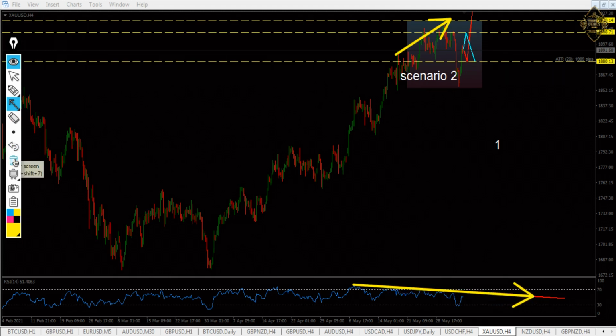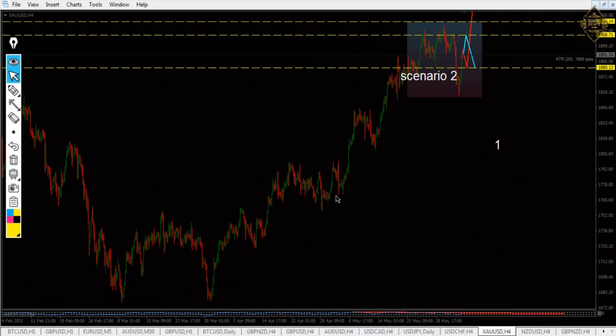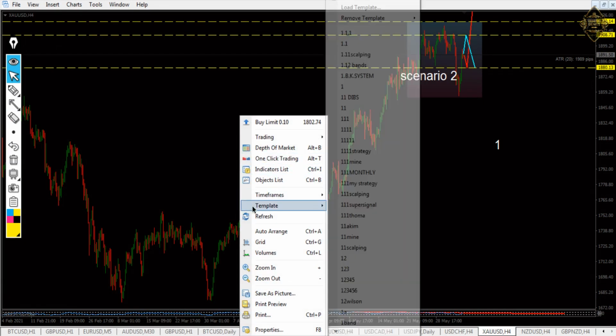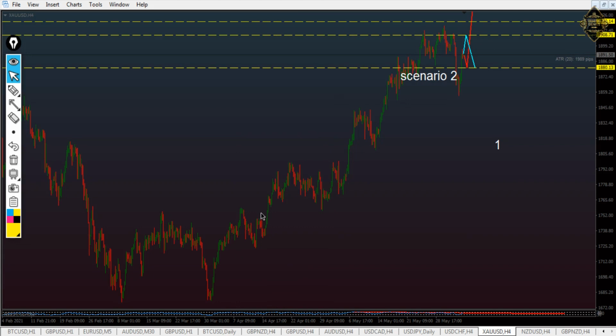That's why I told you if it goes up, then you enter sell from there. If it falls down, you enter buy. That's it for the gold.